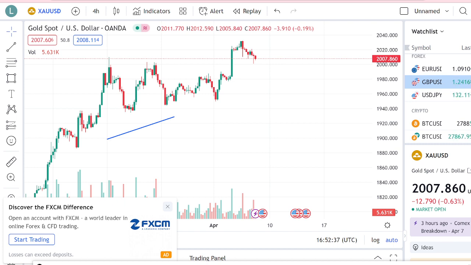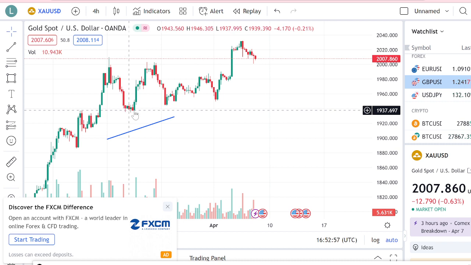Today, I'm going to be giving my prediction on today's markets, what's going to be the outcome. So, I'm trading on XAU/USD. XAU, that is gold spot, slash USD dollar. You can see the chart.